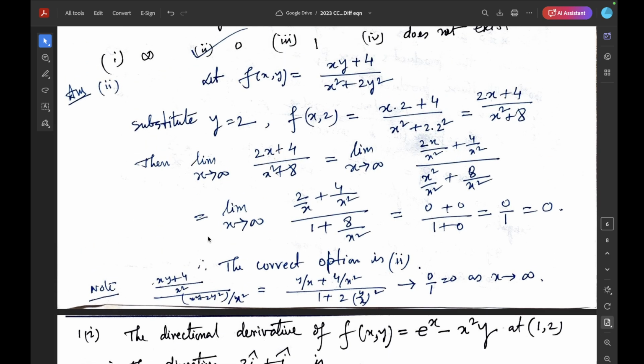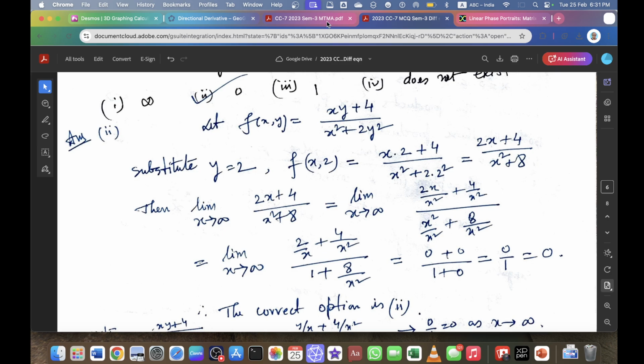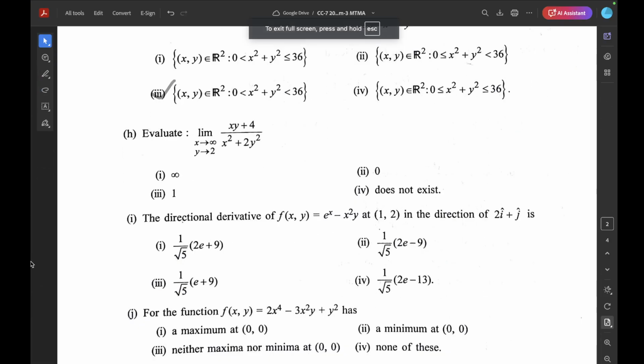Alternatively, you can first divide by x square on numerator and denominator, and we get this, and then taking limit x tends to infinity, this is 0, this 0, this 0, so 0 by 1 is also 0. So correct option is 2.